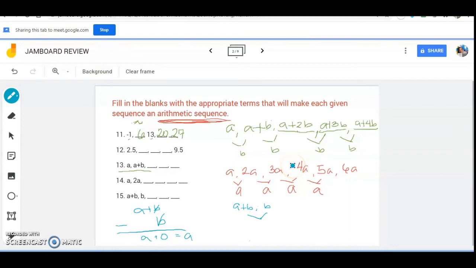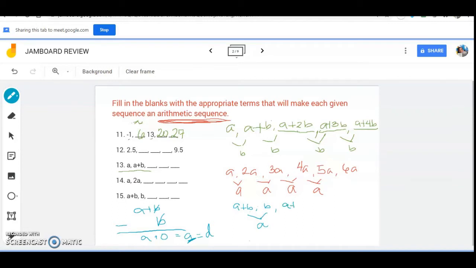Sa ating number sequence, A here is the constant number or the common difference. So, meron tayong A dito. Now, we want to find the 3 missing terms of this particular pattern over here. So, what are we going to do? We have to add A to the next number. So, if we are adding A to B, what will be the number?